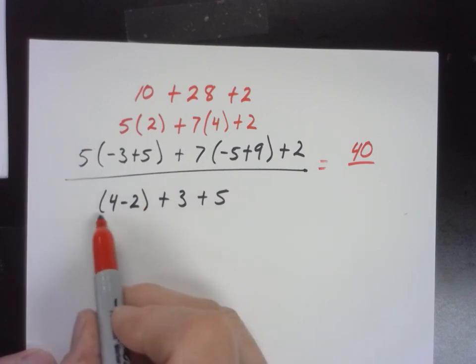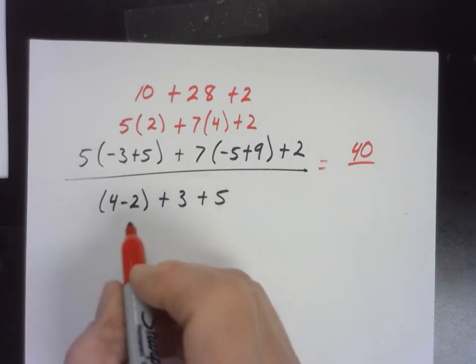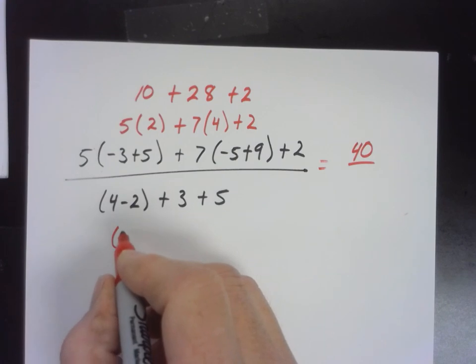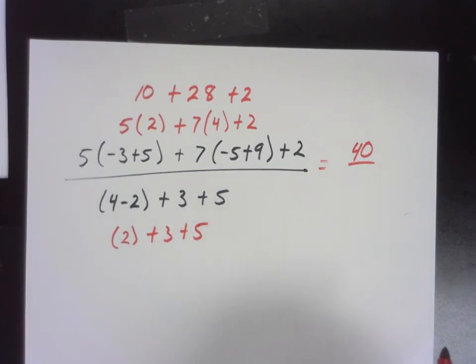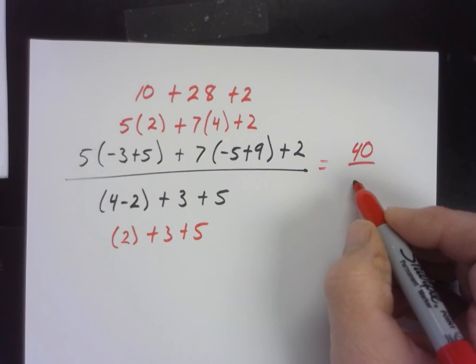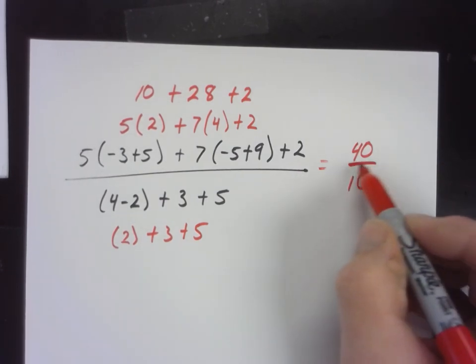Ooh, I should have done the bottom first, the denominator first. Because what if the denominator turns out to be 0? Yeah, we get a quit, don't we? Yeah, but, okay, so the first thing I'd write down is just 4. Subtract 2 is 2. Plus 3, plus 5, what does that give us? What? 10. All right.